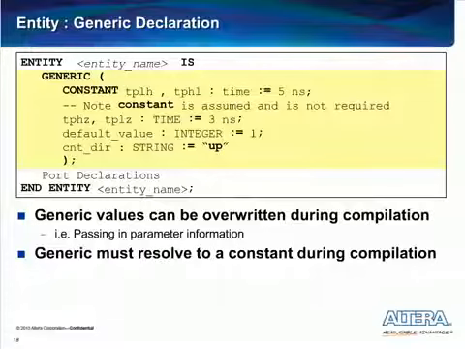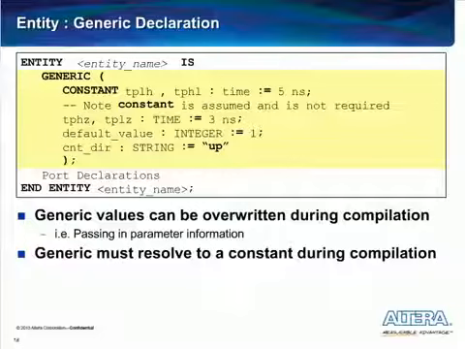Generics are values that could be passed into an entity at compilation time. We use them to make our entities parameterizable when designing hierarchically. The generic declaration is contained inside of the entity declaration. We use the keyword generic and within parentheses list the generics. The format for a generic declaration goes class, object name, type, and initial value.